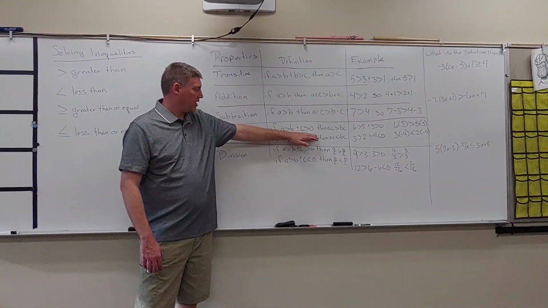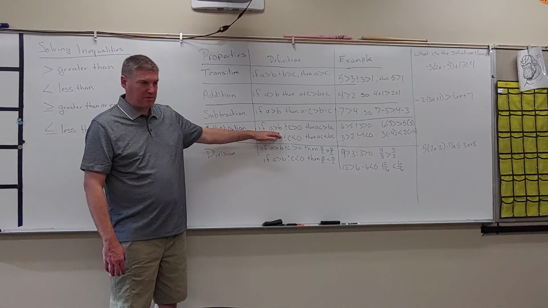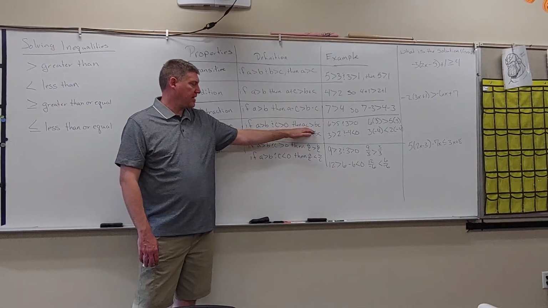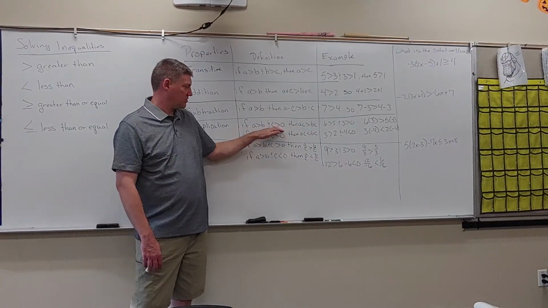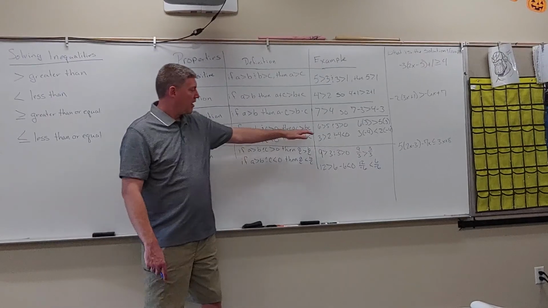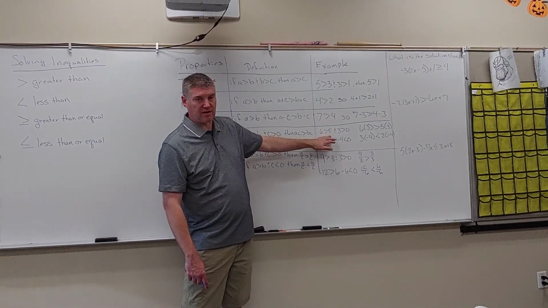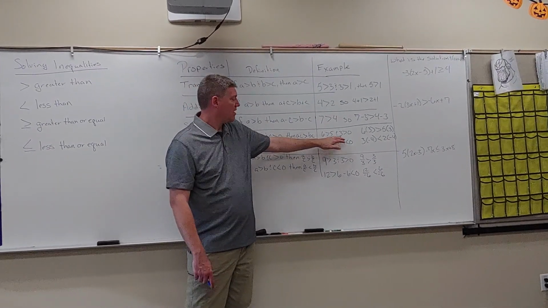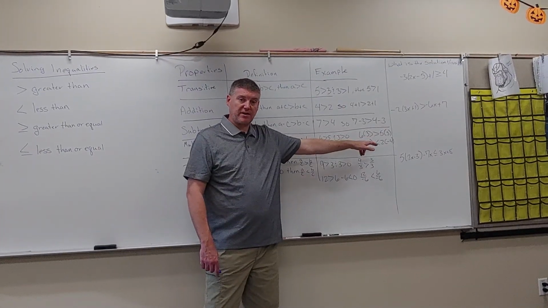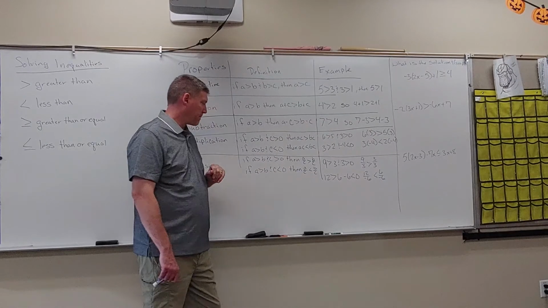So here's the first one. If A is greater than B and C is greater than 0, okay, then AC is greater than BC, right? So C is greater than 0, that means C is a positive number, okay? Our example here is 6 is greater than 5, 3 is greater than 0, so 6 times 3 is greater than 5 times 3. 18 is greater than 15.